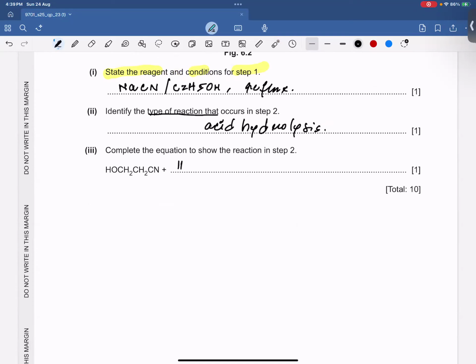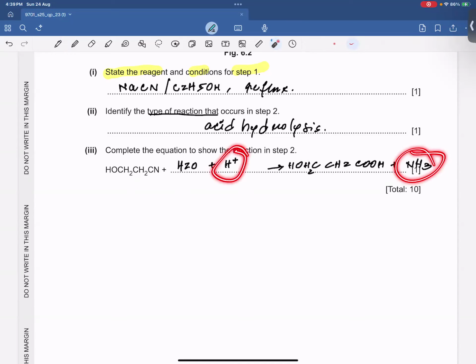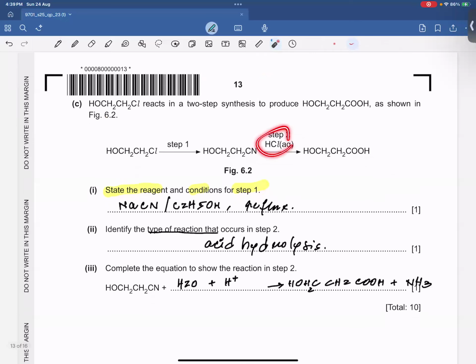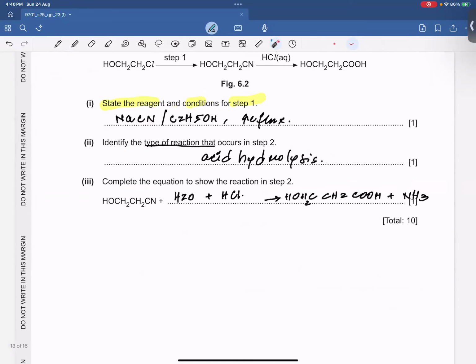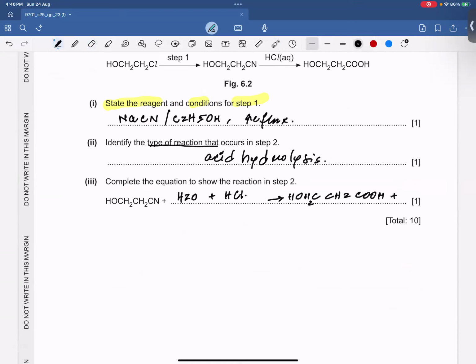Well, this reacts with water, converted into a primary alcohol that will remain as it is. CH2 will remain as it is, and this is COOH along with ammonia. During this reaction, ammonia is also given off, right? Now, since the medium is acidic, this ammonia will accept this proton. We need to use HCl instead of H plus ion. Okay. Not an issue. Now this ammonia reacts with HCl converting into ammonium chloride. So the final product would be ammonium chloride in this scenario. Okay.